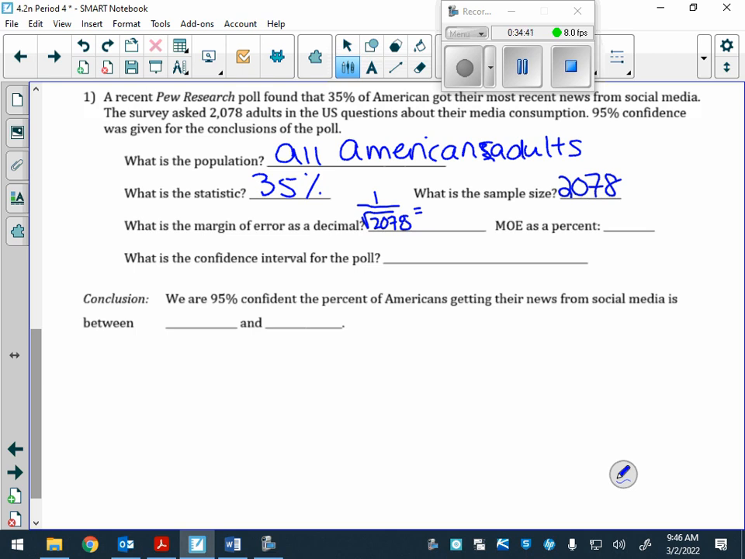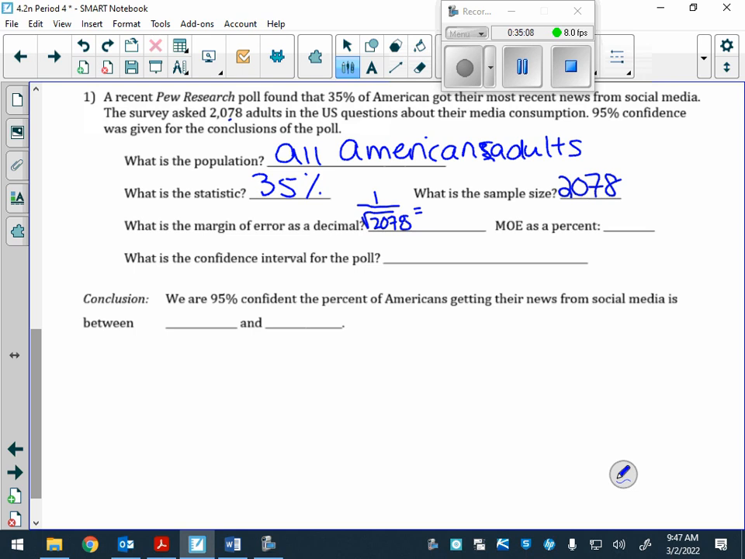Look, they're asking for the statistics because it's based off of here. This is the poll found. So this is what that number is representing. Okay? Great question, though. The poll found, because they're only surveying the 2,078 adults. Okay. All right. What is the margin of error?